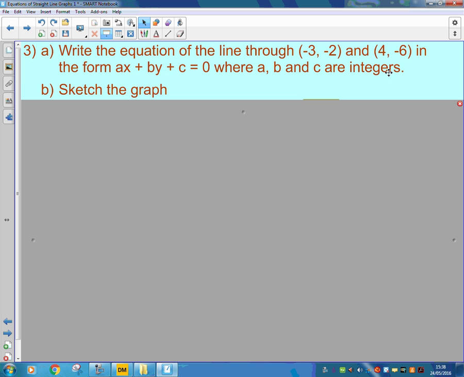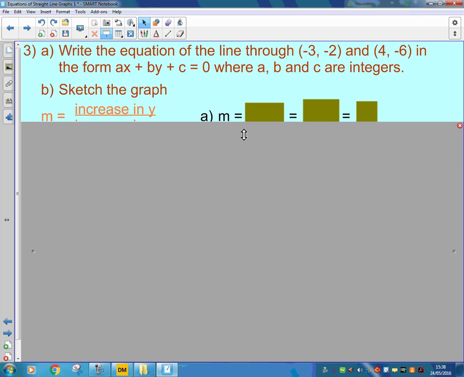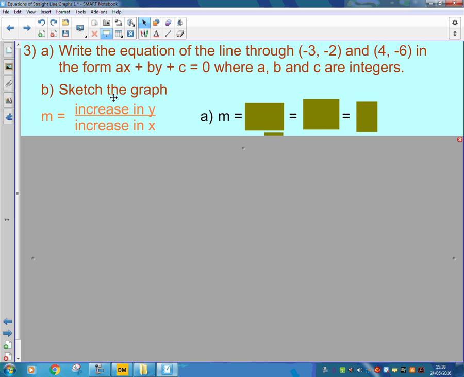Now integers are going to be whole numbers, but they could be positive or negative. Also, of course, you can have 0, but you're not allowed any fractions. So, then the next part of the question is sketch the graph. Well, we handle it the same way as before.